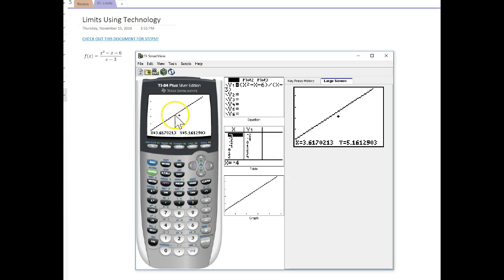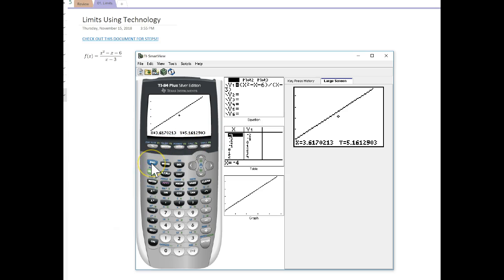And again, we see that that hole really isn't apparent. So that's the downside to our graph function on our calculators, is that it's going to miss some of those key details, like holes on a graph.